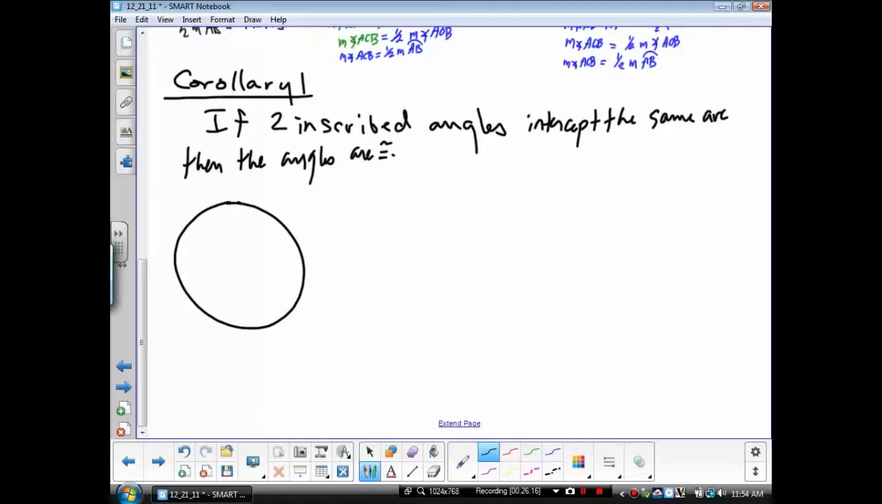So what we have is two inscribed angles that intercept the same arc. So I could have angle APB and angle AQB. From Theorem 9.7, what do I know about the measure of angle APB? Yes, it's 1/2 the measure of arc AB.